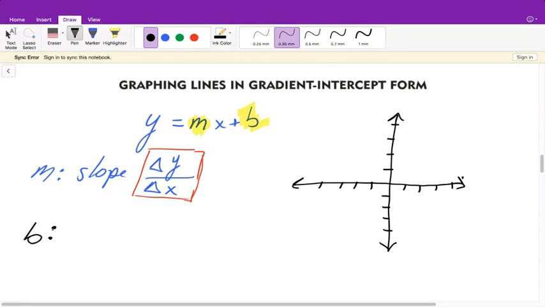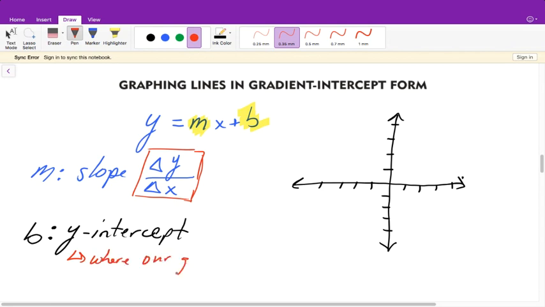And then the second letter, and we've already talked about this in class, is our b, which is our y-intercept. And remember, this tells us where our graph crosses the y-axis. The y-intercept tells us where we cross the y-axis. So it's incredibly important that we know what these two numbers are, and that's all we need in order for us to graph. Before we start graphing anything, we'll go over some examples of y-intercepts.